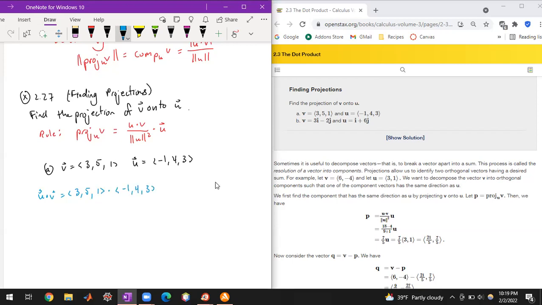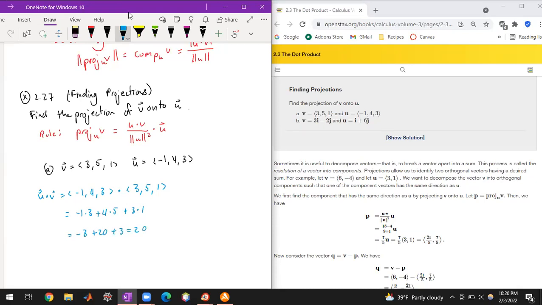Technically, I want to make a note here. I should have done this the other way around, right? The U goes first. We are conveniently having this property that dot products are commutative, so it doesn't actually matter. But once we get to cross products, it's going to matter, so I want to make sure I'm consistent. Okay, so U dot V. Fantastic. So that's going to be the product of the components all added up. So -1 times 3 plus 4 times 5 plus 3 times 1. That's -3 plus 20 plus 3, which is 20.